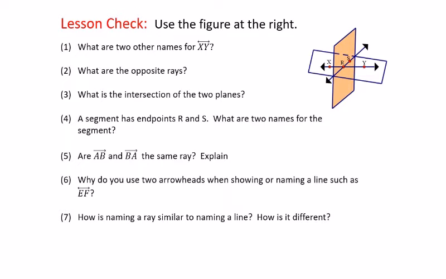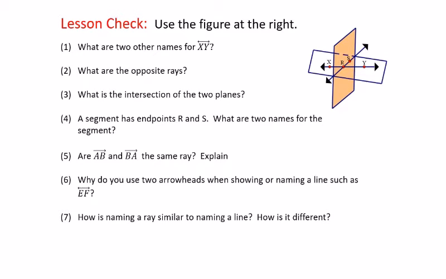So here we have some examples. We're using this figure here on the right. Number one says, what are two other names for line XY? So here we have the line XY, the line with the points X and Y on it. We could also call it RY. Those are two other names. Remember, we just need any 2 points on that line.